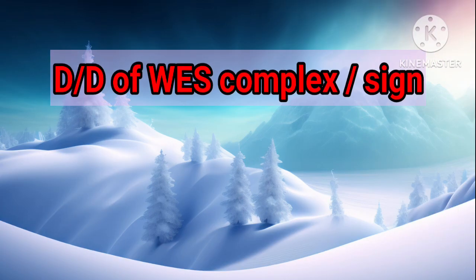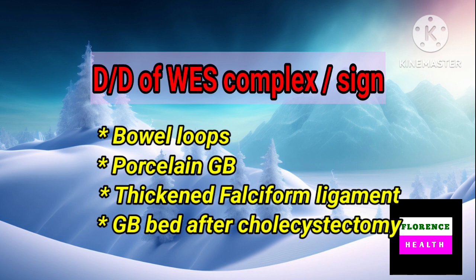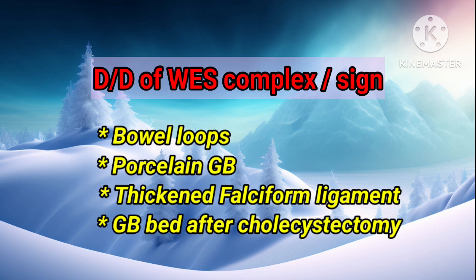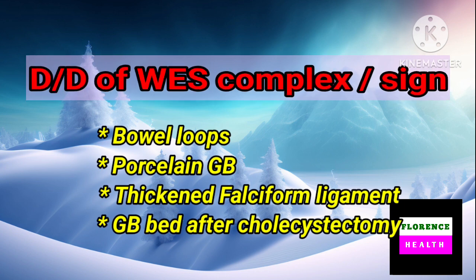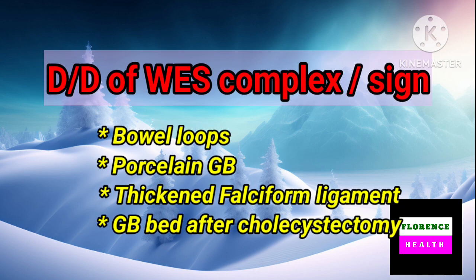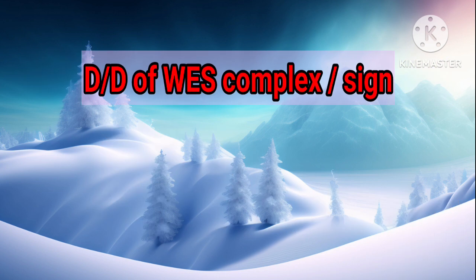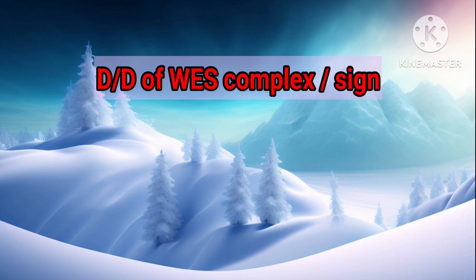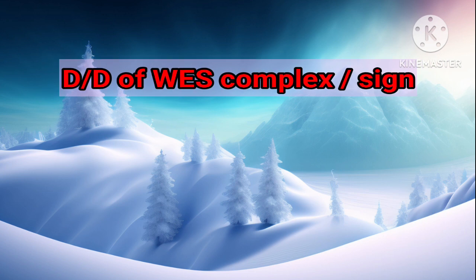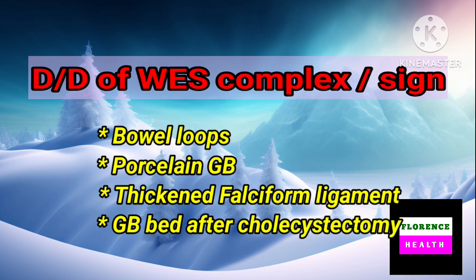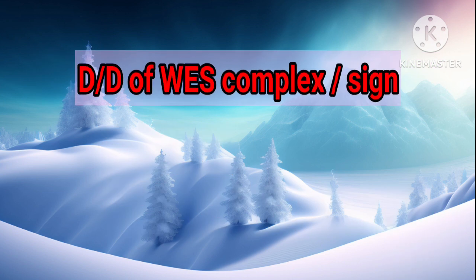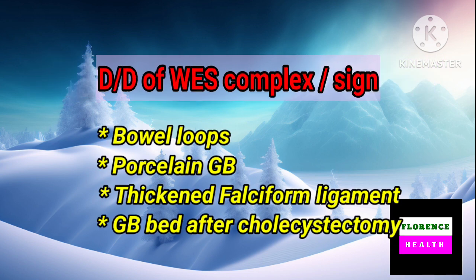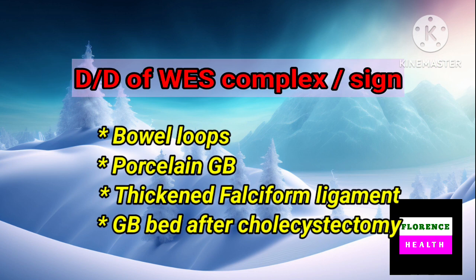There are certain conditions which are confused with the diagnosis of WES complex: first, overlying bowel loops; second, porcelain gallbladder; third, thickened falciform ligament; fourth, gallbladder bed after cholecystectomy. In the next slide we will discuss how to differentiate between porcelain gallbladder and WES complex.